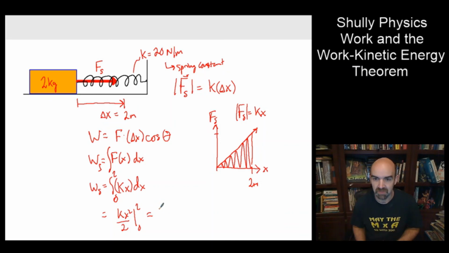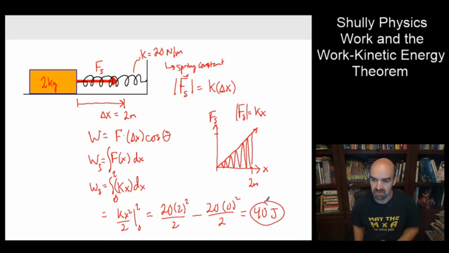But as for now, we can plug in our k value of 20, and our final value of x is 2. Don't forget divided by 2, minus 20 times our initial value of x, 0. And there it is. 20 times 4 is 80, divided by 2 is 40 joules. All right. So that's the work done by a changing force.